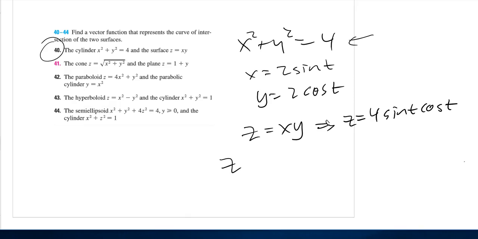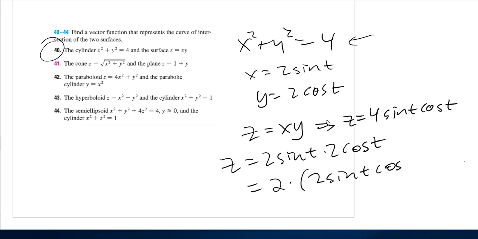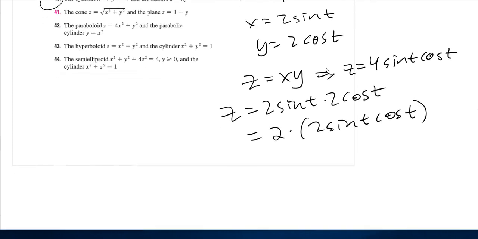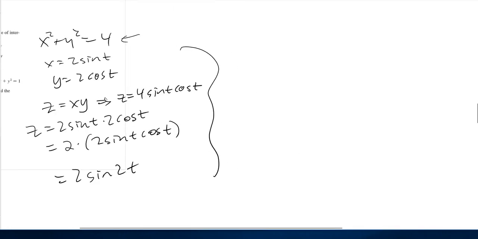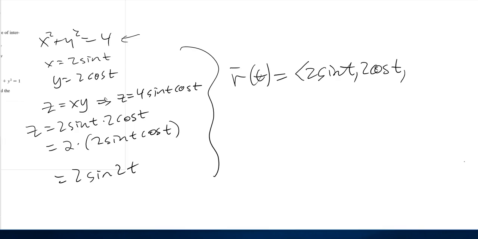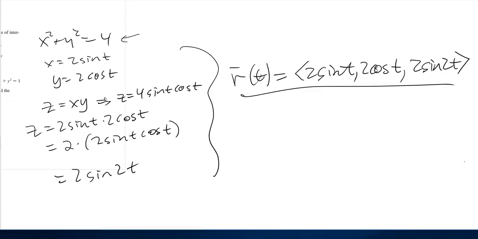Let me just draw like this. Z equals 2 sine t times 2 cosine t. I'm going to pull the 2's out. So this is 2 times 2 sine t cosine t. Now 2 sine t cosine t is sine 2t. So this is 2 sine 2t. And so our curve, using all this, our curve is r of t equals 2 sine t, 2 cosine t, and then 2 sine 2t. Like that. There you have it.